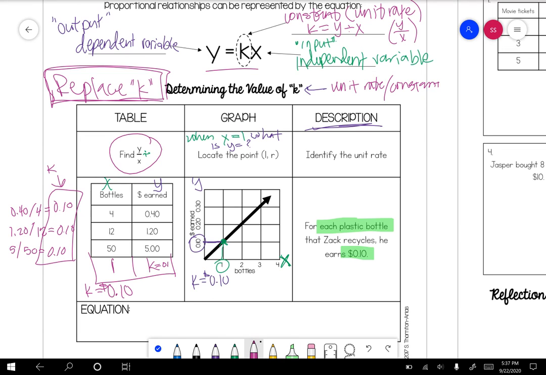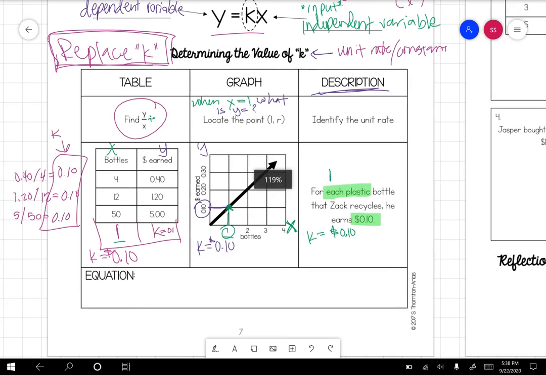If it said something like for every 4 plastic bottles, he earns 40 cents, right? Then you'd have to actually divide y by x. But in this case, we are already told the unit rate without having to do anything. Remember, each means 1, right? For every 1 plastic bottle, which is what we see here and here, for every 1 plastic bottle, he earns 10 cents or $0.10. Okay.